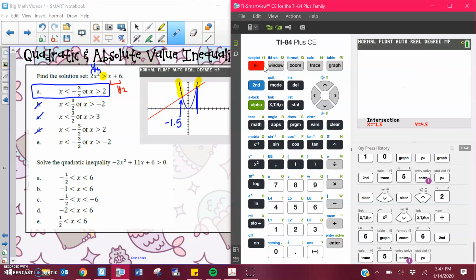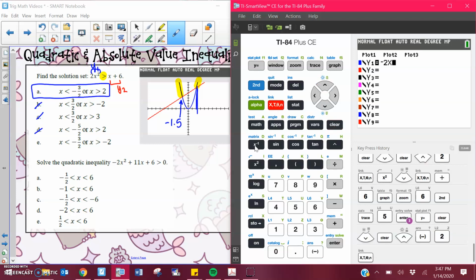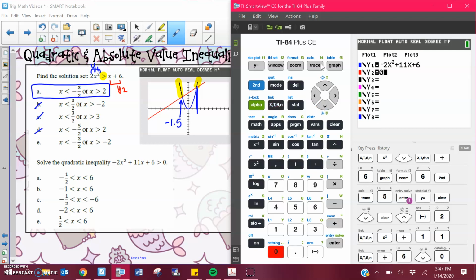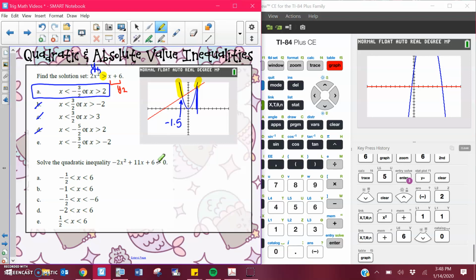Okay, now be careful. Sometimes getting a greater than or getting a less than doesn't always mean you're getting an and always or an or always. So if I look at this guy, again, I'm going to type my left side into y1, 11x plus 6, and then I have 0. Okay, and now I'm going into the graph and I'm going to make sure I know what colors I'm looking at. So this guy, my blue one is my y1 and my red one is my y2.